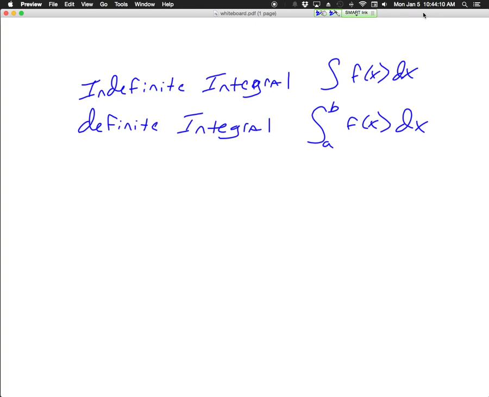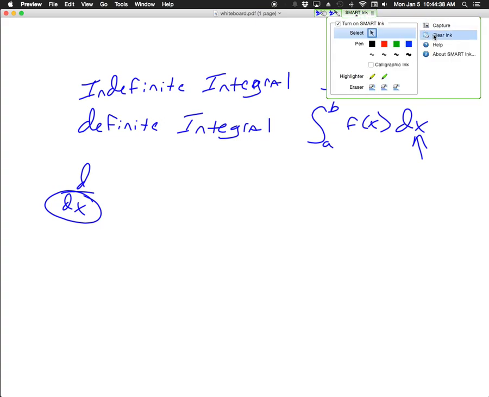The dx, just like when I had d over dx, what did the dx tell me there? In respect to. We're doing it with respect to x. Same thing here. The dx here tells me I'm integrating with respect to x. That's one way to think about it. There's a lot of meanings in this that we'll get to later. You can't handle it today though.